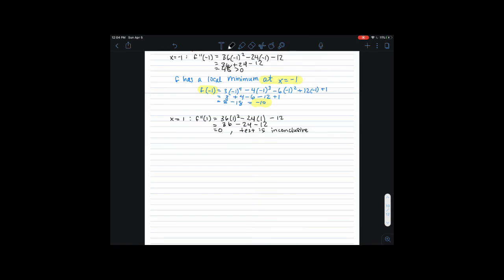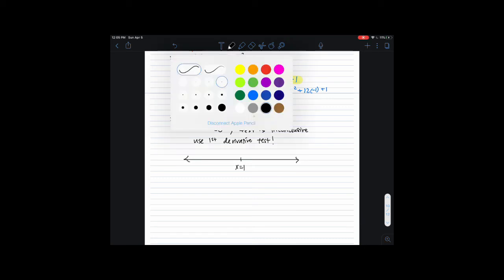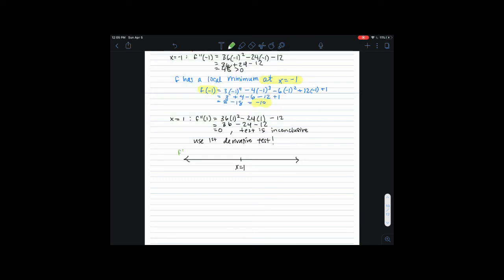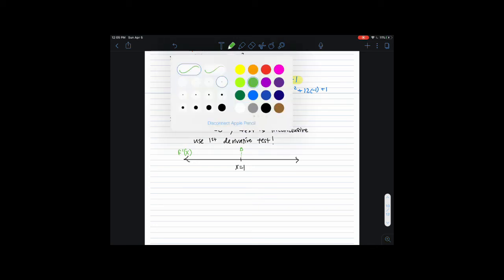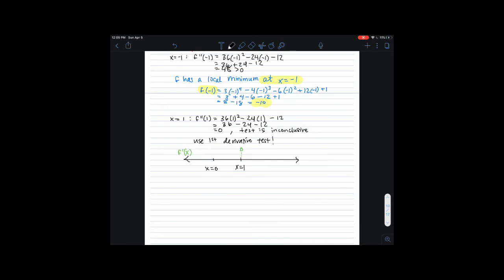So if you guys remember from our first derivative test, we need to show that our function is changing from either positive to negative or negative to positive. So we're going to look at our number line at x equals 1. And we're going to calculate f prime at certain points on either side of it. So we know that f prime of 1 is 0. And let's take a point over here on the left, say x equals 0.